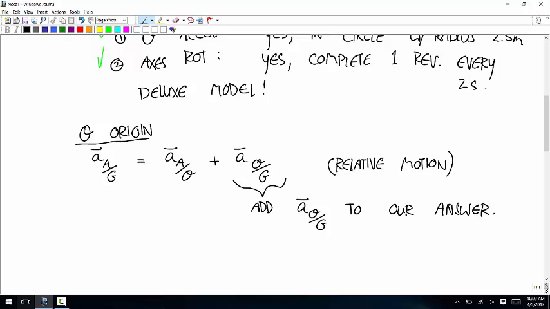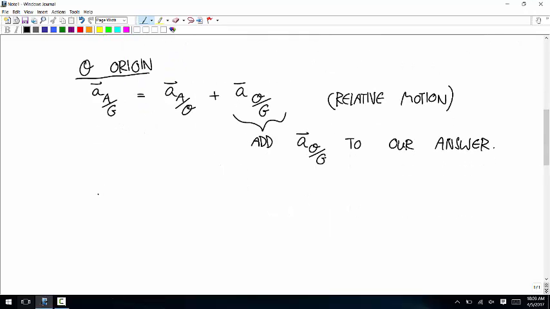So how do we calculate the acceleration of the origin relative to the ground? The acceleration of the origin relative to the ground is equal to alpha cross r plus omega cross quantity omega cross r. Alpha is 0. It's moving with a constant angular velocity.